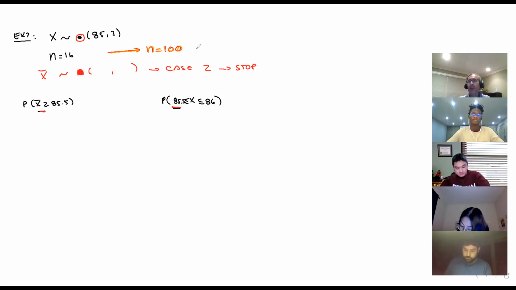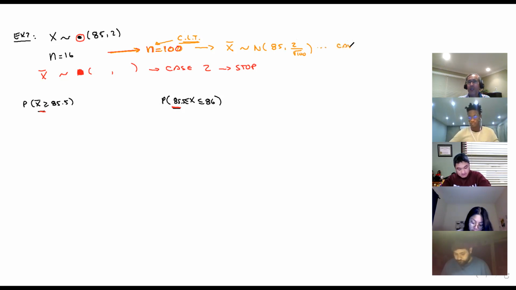So if n is 100, guys, what can you tell me about x bar? Even though you don't know what the distribution is, it's a normal distribution. Exactly. And the parameters are the same as before, 85 and 2 divided by square root of 100. So how do we call this law or theorem? Central limit theorem. Exactly. This is what we call case 3. And then you can solve it as before.